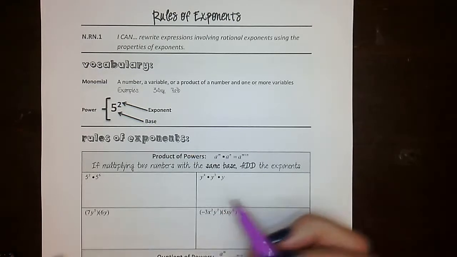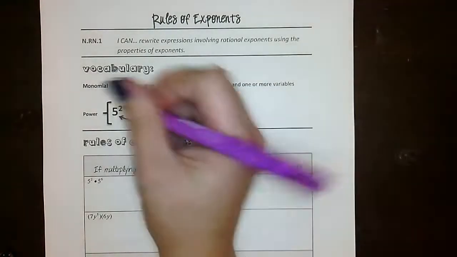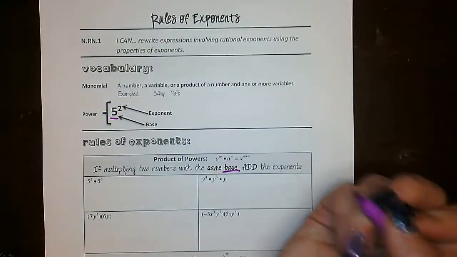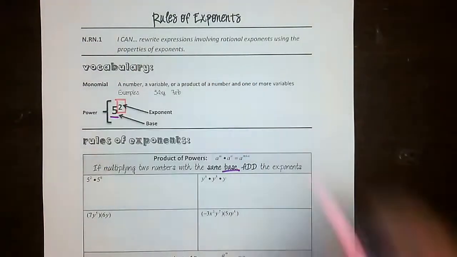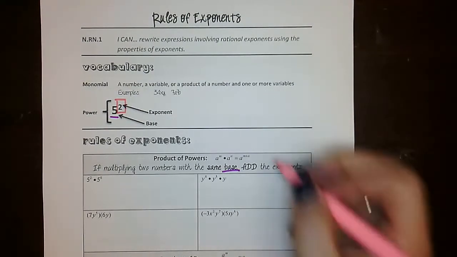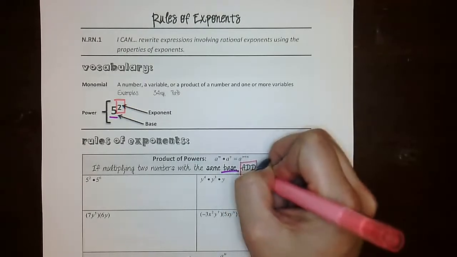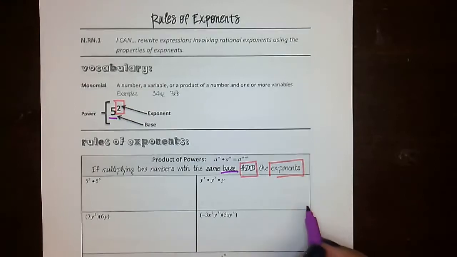When multiplying two numbers with the same base, so if we're looking at exponents, this 5 is the base. 2 is what you're raising that power to. So this is our exponent. If we're multiplying two numbers with the same base, you add the exponents. So same base, add exponents.